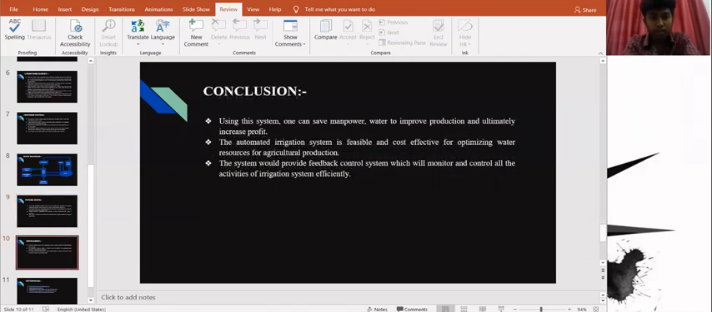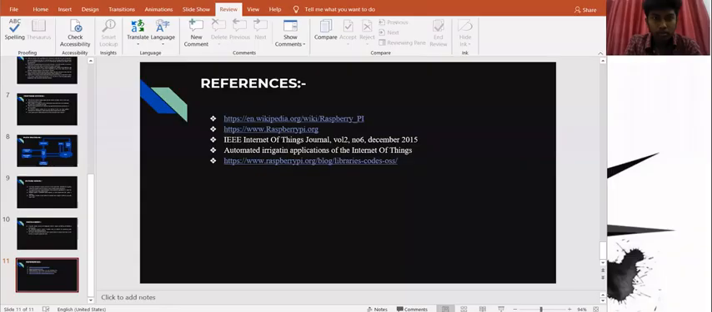In the conclusion part, we can see that using the system, one can save manpower and water, improve production, and ultimately increase profit. So this system is feasible and cost effective for optimizing water resources for agriculture production. And also this system provides a control feedback system, which will monitor and control all the activities of irrigation efficiently. And moving on to the reference part.